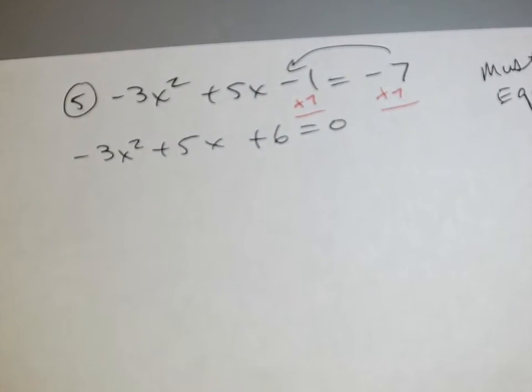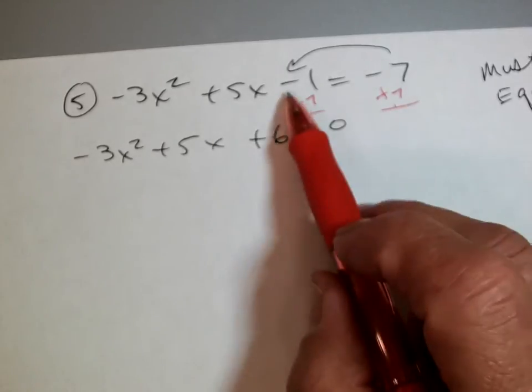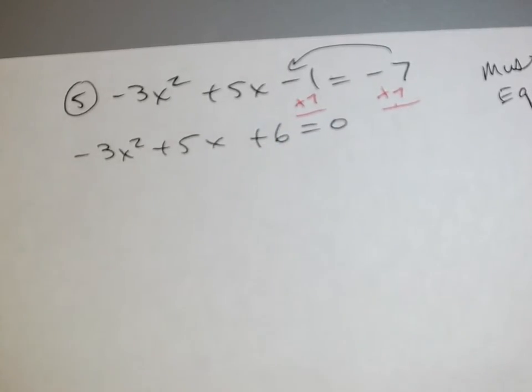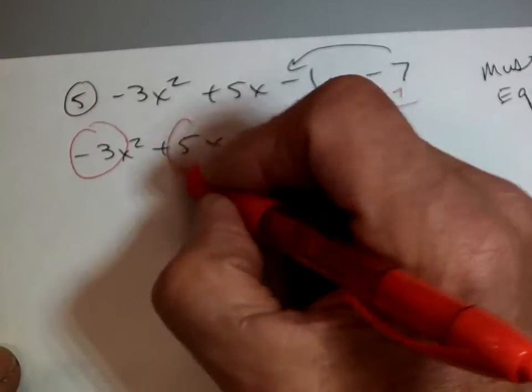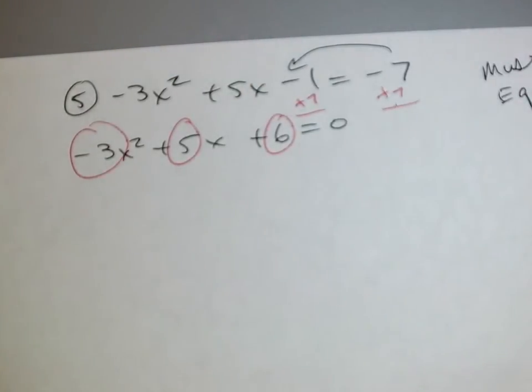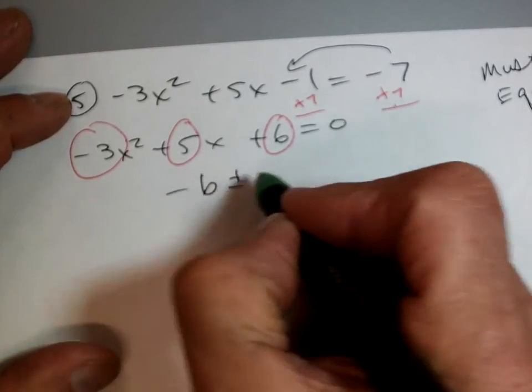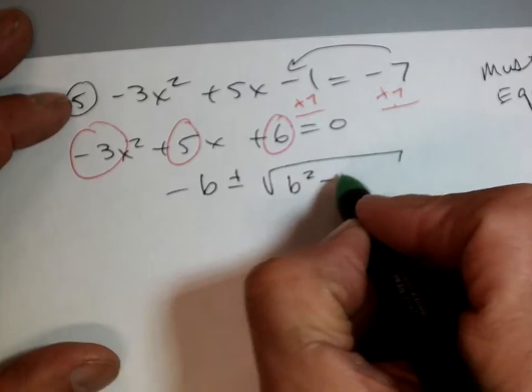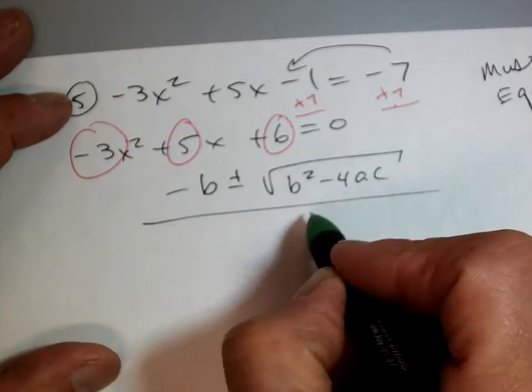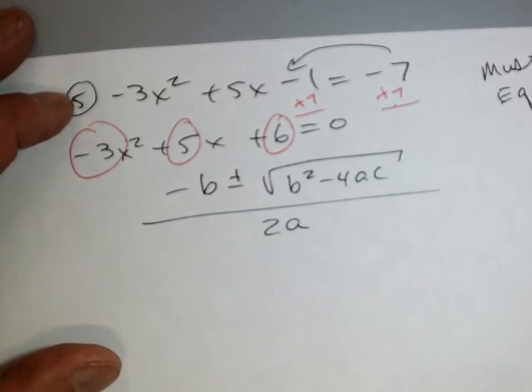I just added this. I added 7 to this side. Okay. Now it equals 0, right? So here's A, there's B, there's C, right? So the formula is negative B plus or minus square root of B squared minus 4AC all over 2A. Okay? There's the formula.